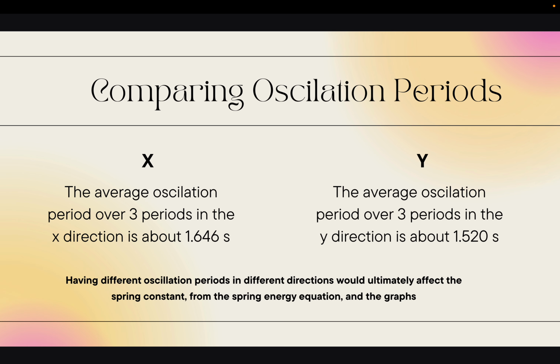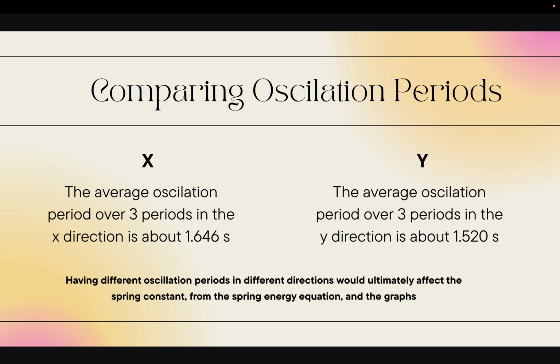Now, to compare oscillation periods. I was able to calculate average oscillation periods by looking at the time it took for the spring ball system to get through 3 periods, and then took the average time for each period. The average oscillation period over 3 periods in the X direction is about 1.646 seconds. And the average oscillation period over 3 periods in the Y direction is about 1.520 seconds.